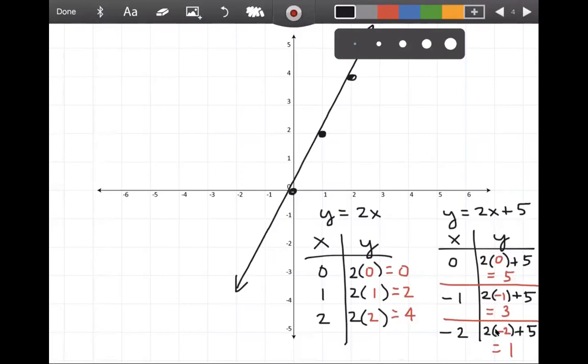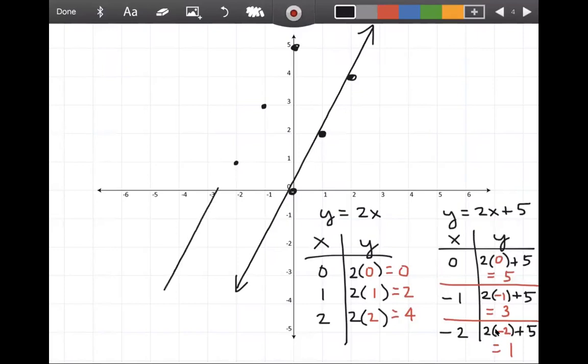All right, so here is 0, 5. -1, 3 is right here. And -2, 1 is right about there. All right, so when I draw this graph, it comes out looking something like that.